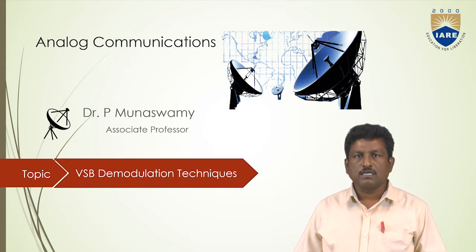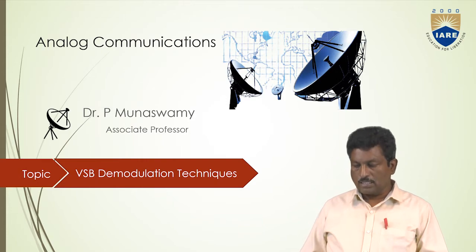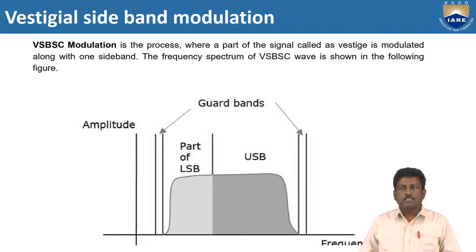Already in the last class we discussed the VSB, vestigial sideband, generation techniques, how we are going to generate the VSB. It is one complete sideband along with a partial part of the other sideband. That is VSB. So vestige stands for a part of the other sideband. So that is the demodulation techniques. What is the VSB?